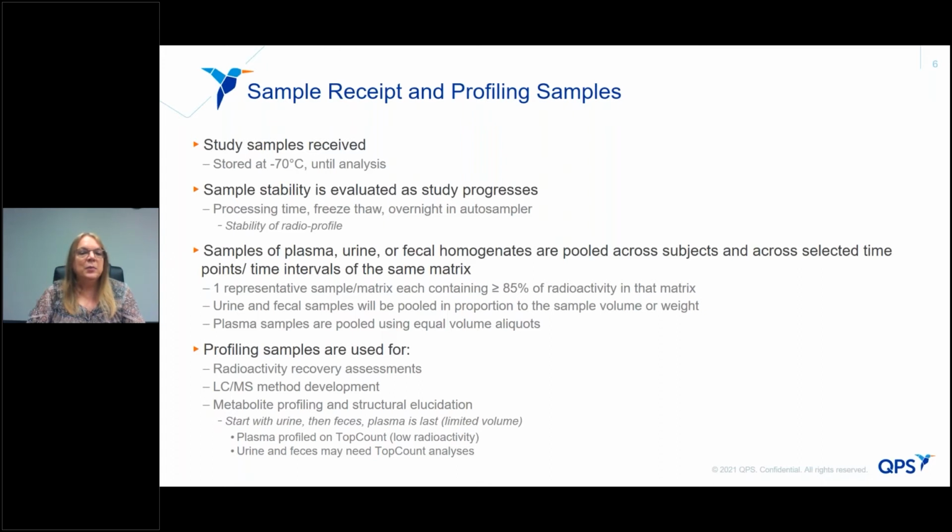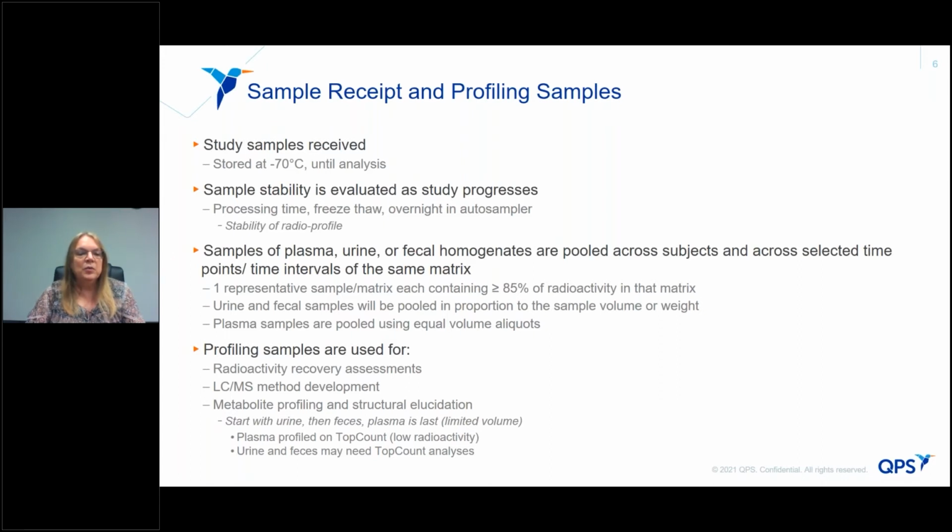The profiling samples are really the bulk of the work for these kinds of studies. They're used for radioactivity recovery assessments, LCMS method development, and they're definitely used for the profiling and structural elucidation. And we start with the urine. Generally, that's the easiest one to start with. Then we go to feces and plasma last. And the reason we do plasma last is because it has limited volume, and we're also likely to know all the metabolites that are going to show up in the plasma.